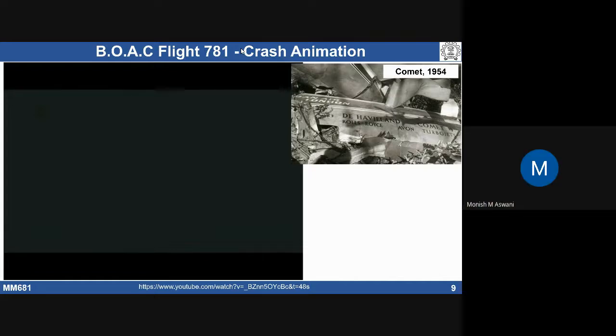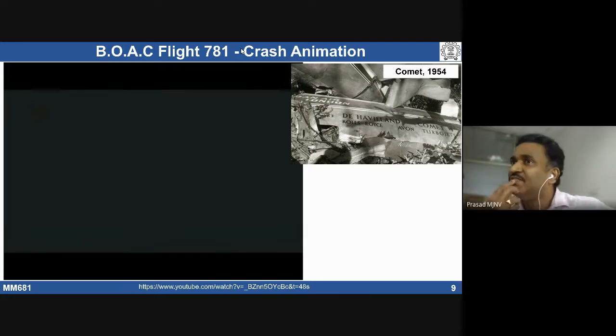Just the time duration. That particular flight must have gone through many hours of flight before, and after some time there was the crash. Fatigue failure is a cyclic deformation, a change in stress or strain. Where is the loading here?